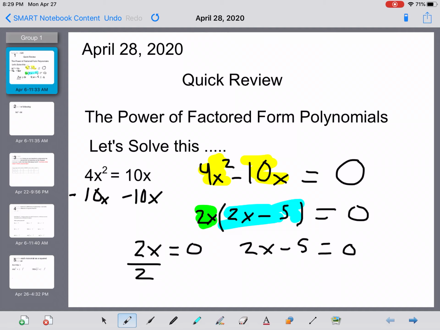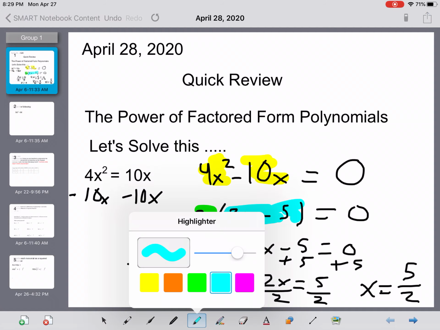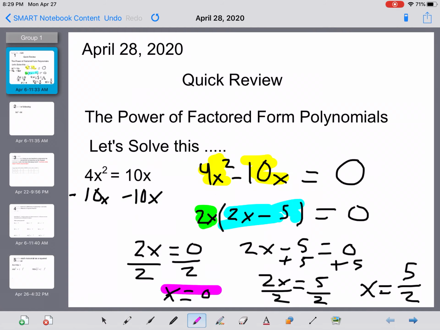Divide both sides by 2 here. X equals 0. And then on this one, we add 5 to both sides. 2x equals 5, divide both sides by 2. We have x equals 5 halves. You could rewrite that as 2.5. But here are my two solutions. X equals 0 and x equals 5 halves, or 5 over 2, or 2.5.